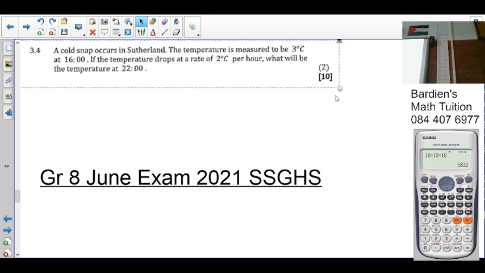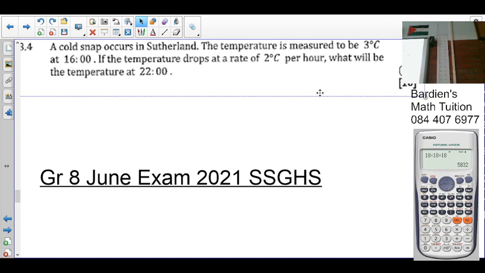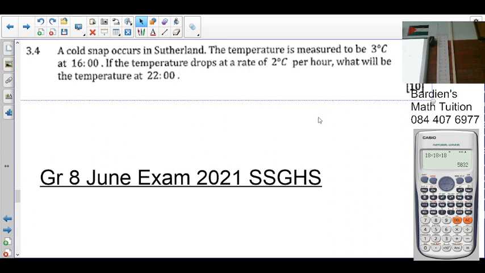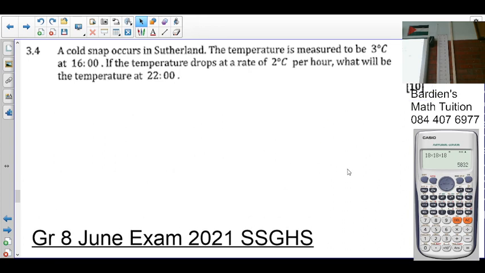People, here in 3.4 we are told that a cold snap occurs in Sutherland. The temperature is measured at 3 degrees at 4 o'clock in the afternoon, 1600 hours. If the temperature drops at a rate of 2 degrees per hour, so if 2 hours lapse, how much does it drop by? 4 degrees. If 10 hours have lapsed, according to this rate, it will drop by 20 degrees. You understand? So at a rate of 2 degrees per hour.